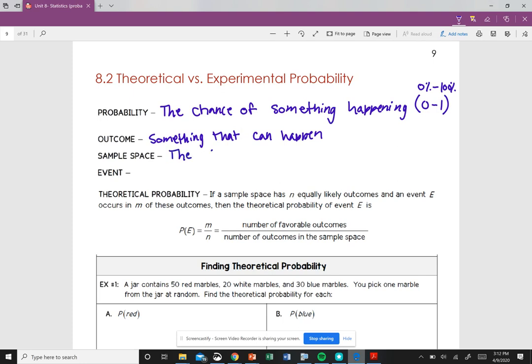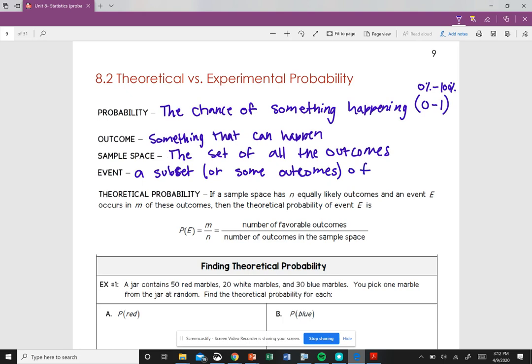So the set of all the outcomes. And an event is a subset, or some outcomes. It's one to a few of the sample space.